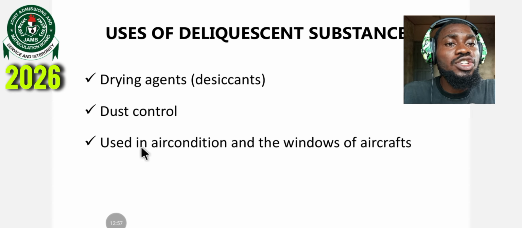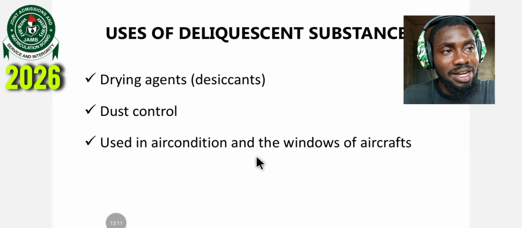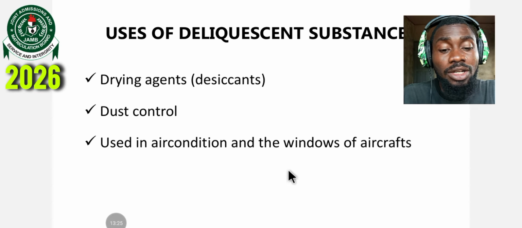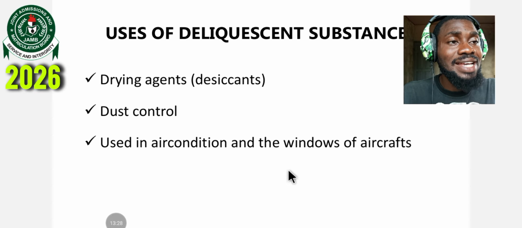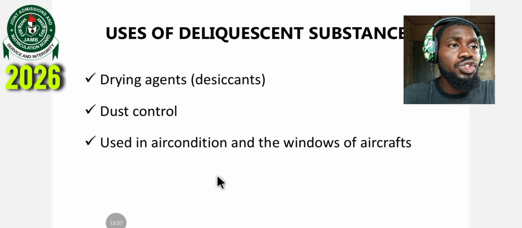Another use of deliquescent substances is in air conditioning and the windows of aircraft, because they absorb moisture. You know, when an aircraft goes up, it goes to a higher altitude. In that high altitude, there is a lot of atmospheric moisture. It has high humidity up there. So you will need a deliquescent substance to absorb that moisture.